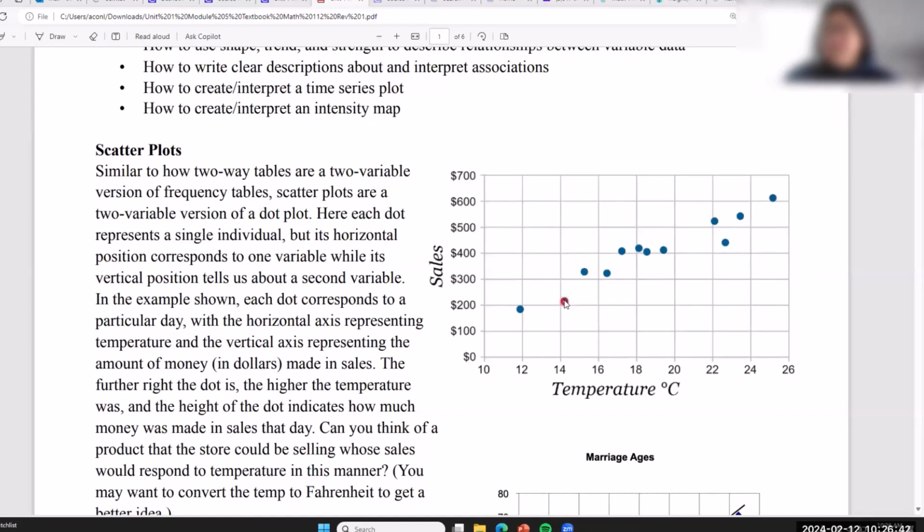But that one point corresponds to the same day. On another day, when we're out here, it looks like our temperature is around 23, a little less than that. And we made about $450, or about halfway between the 400 and the 500. So what you notice about this is, first of all, the trend. As the temperature goes up, that means the temperature is moving to the right. As the temperature moves to the right, what happens to the dots?